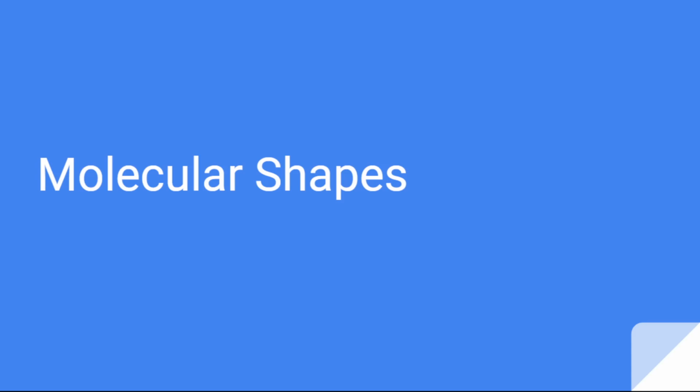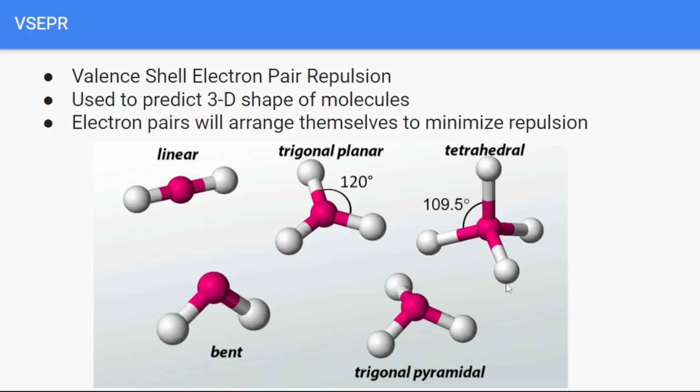In this video, we'll discuss how to use VSEPR to determine the shape of molecules. VSEPR is valence shell electron pair repulsion, and we use this to predict the three-dimensional shapes of molecules.